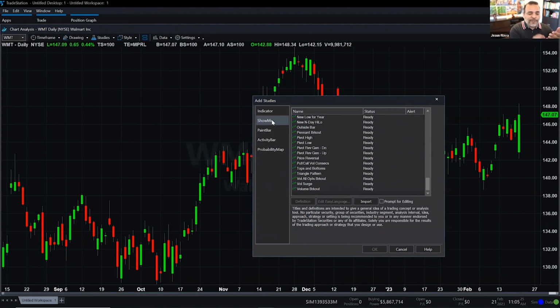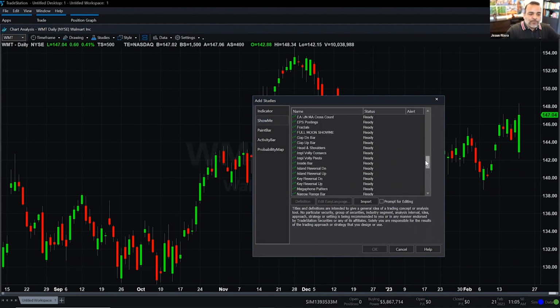This could be events like earnings. It could be events such as a bar pattern, like this key reversal, which is a bar pattern, and it identifies it on the chart. So we'll use these show me's as ways of pointing out certain areas or certain bars or certain candlesticks that meet certain criteria. You find them right there in the show me category.